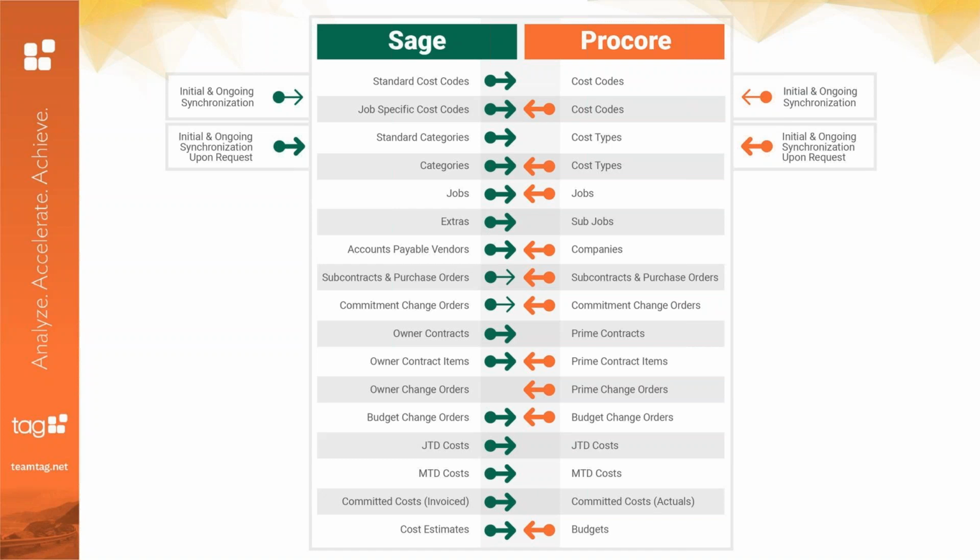When you're seeing items syncing back or pointing to the left and they are orange, that's the Procore items that you can set up within Procore that actually sync back into Sage. So again, there's some bi-directional synchronization going on. If you want more detail and you're looking at Procore, the best people to talk to are your Procore representatives.